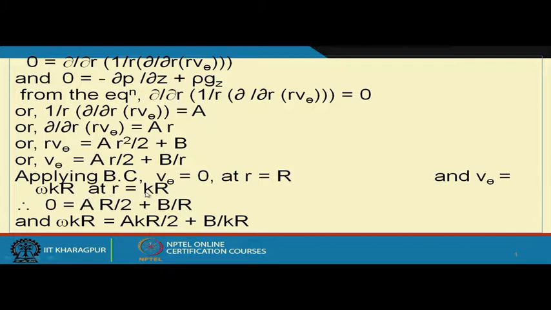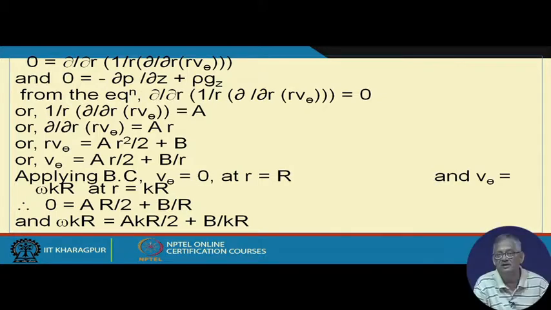Here it is getting changed: v theta is 0 at r is equal to k r, and v theta is equal to omega r at r is equal to capital R. So, this change we have to do, and then we have shown the solutions here. In that way, if we go and solve, I hope you will get the same. Please do the required changes in the slides.